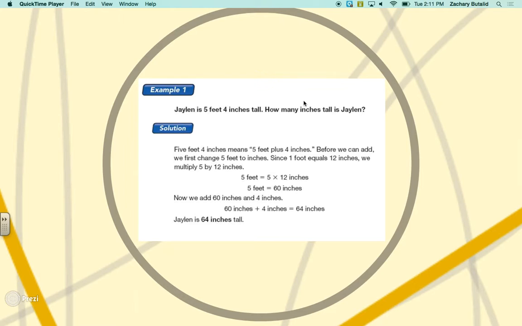So what we're trying to do is figure out what the total inches of Jalen is. All right, we already have 4 inches. That's part of it. But we need to change that 5 feet into inches. And the way you do that, you have to know how many inches are in a foot. So we do 5 times 12, which is 60. Now that you have 60 inches for the 5 feet, you're going to add that 60 inches to the 4 inches that we already have here. And we find that Jalen is 64 inches tall.